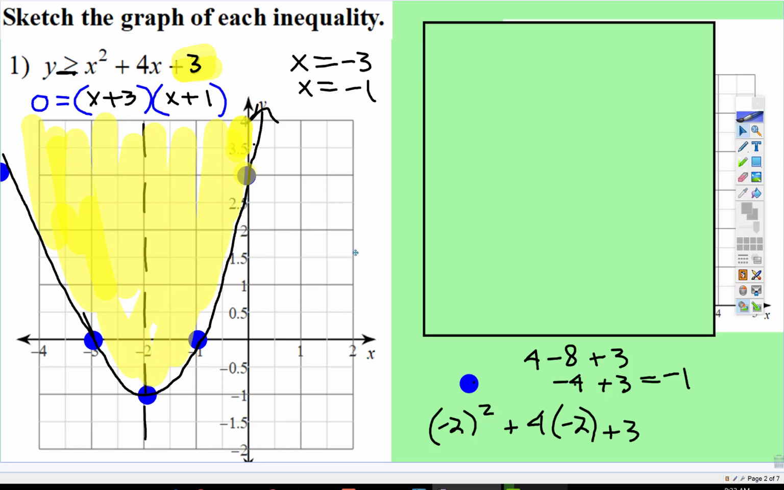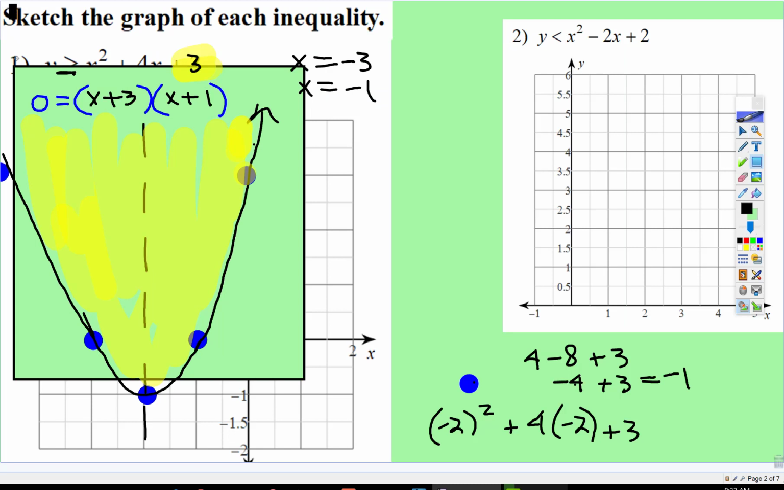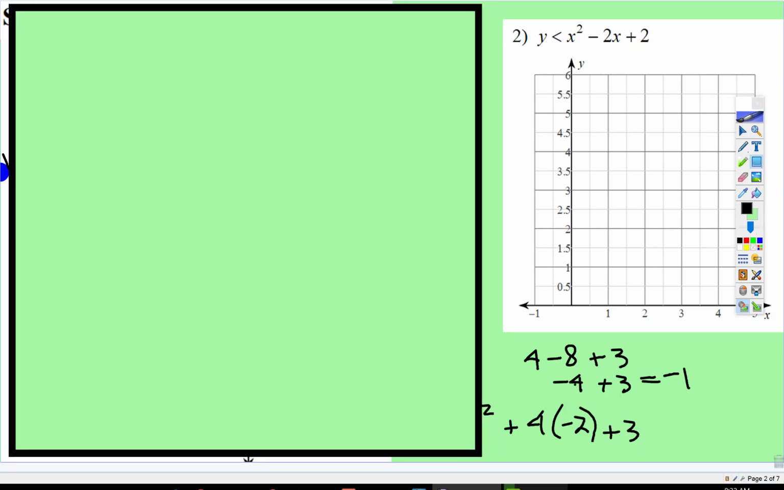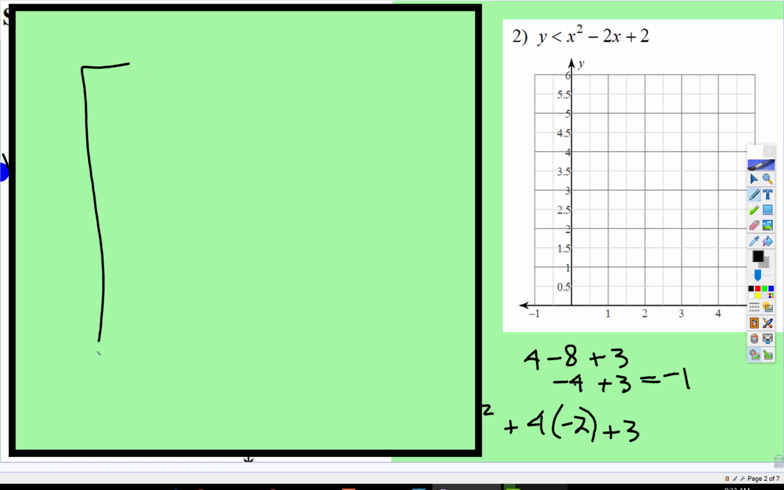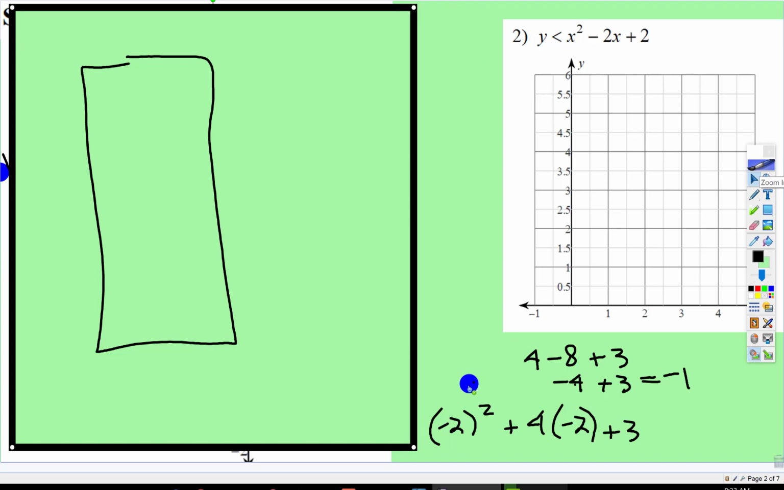Okay, let's look at another one really quickly. I'm going to cover up all this stuff. So this says y is less than. We've got this parabola. That one is not factorable. So there's a couple things you could do. You could do the table of values. We know right away that the y-axis will touch right there at 2.